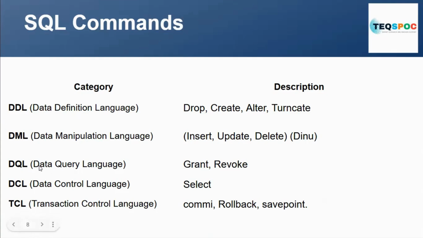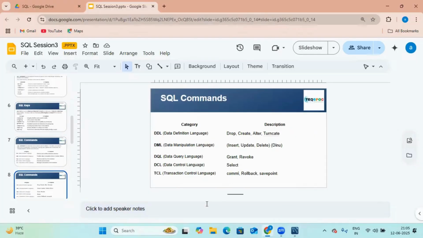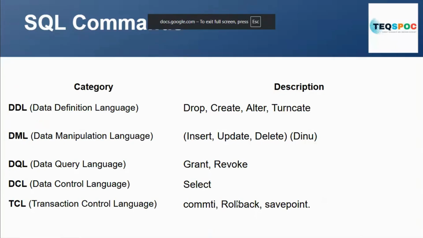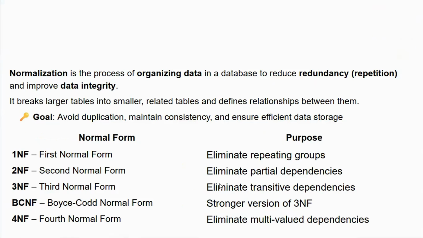Then DCL, that is the data control language, which performs grant and revoke. Okay, and DQL, that is the data query language. The select statement comes under the data query language. Then TCL, that is the transaction control language. Commit means that after committing, the record will be saved. Rollback means it rolls back your query if it is not saved, and savepoint is basically for saving the record.